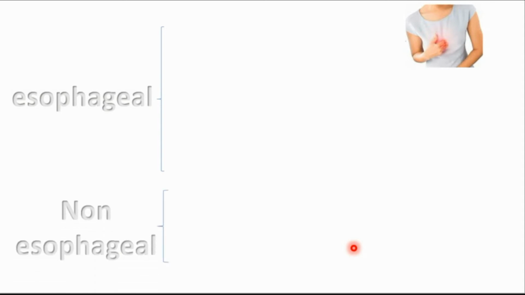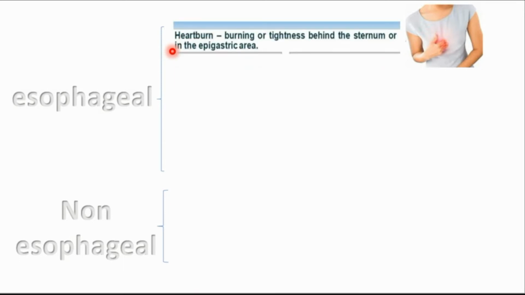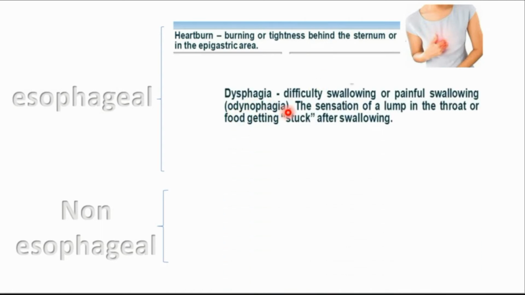Now let's move toward the different symptoms which happen. The first is esophageal and the second is non-esophageal. The esophageal symptoms comprise heartburn, or burning tightness behind the sternum in the epigastric area. Second is dysphagia, or difficulty swallowing, or painful swallowing, also called odynophagia. The sensation of a lump in the throat or food getting stuck after swallowing.